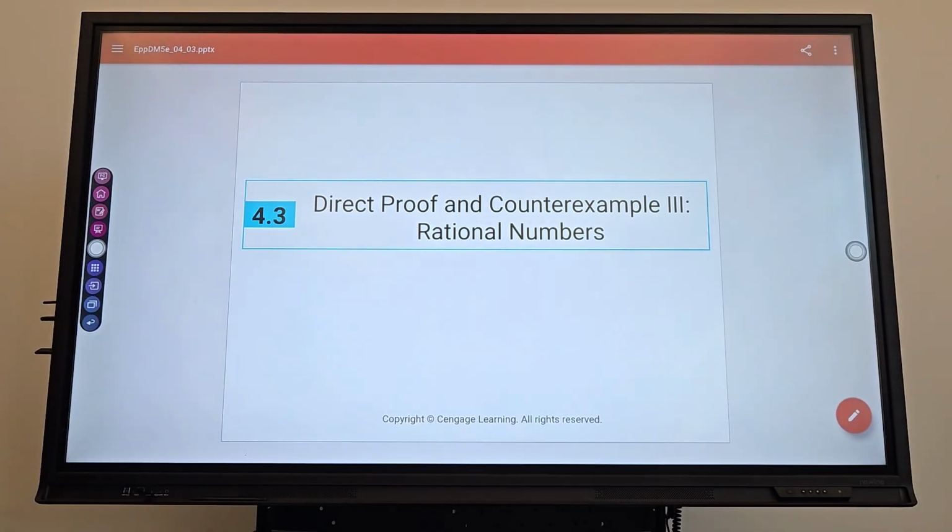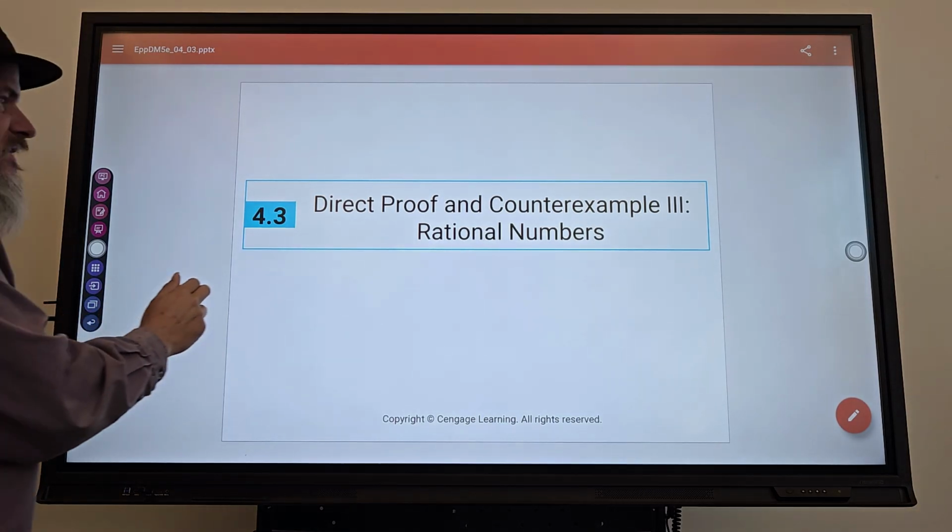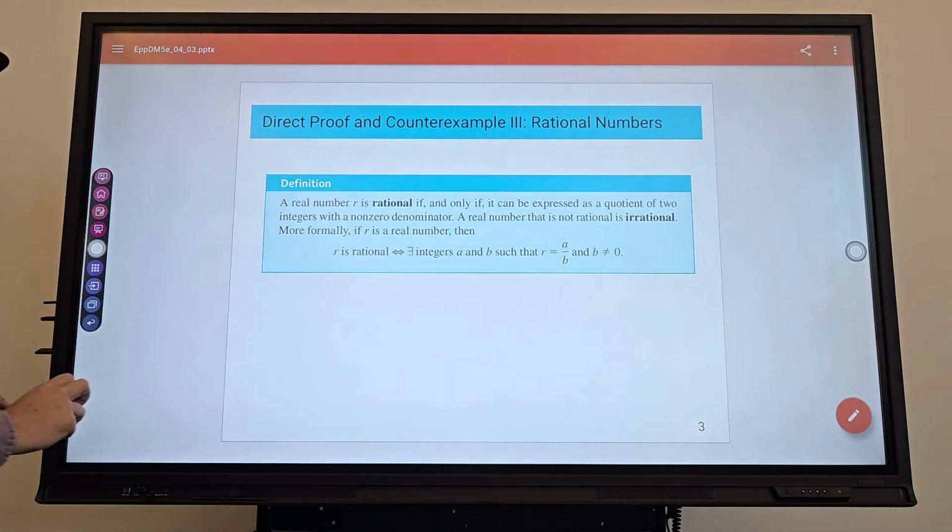Yeah, okay. Direct proof and counterexample 3, rational numbers. A real number r is rational if and only if it can be expressed as a quotient of two integers with a non-zero denominator. A real number that is not rational is irrational. More formally, if r is a real number, then r is rational if and only if there exist integers a and b such that r equals a over b and b does not equal 0.